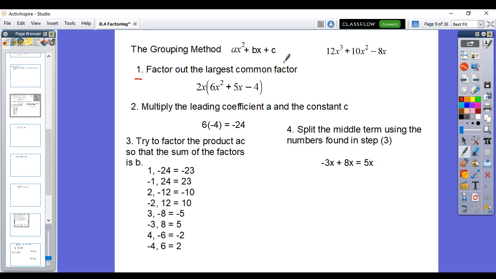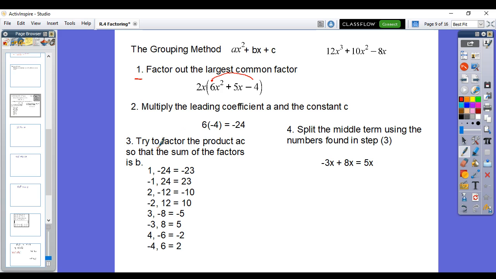Now, this next part seems a little confusing, but we're going to take that leading coefficient times this constant down here. So we take our leading coefficient times the constant. So 6 times negative 4, we get negative 24. That's the number we're going to factor.